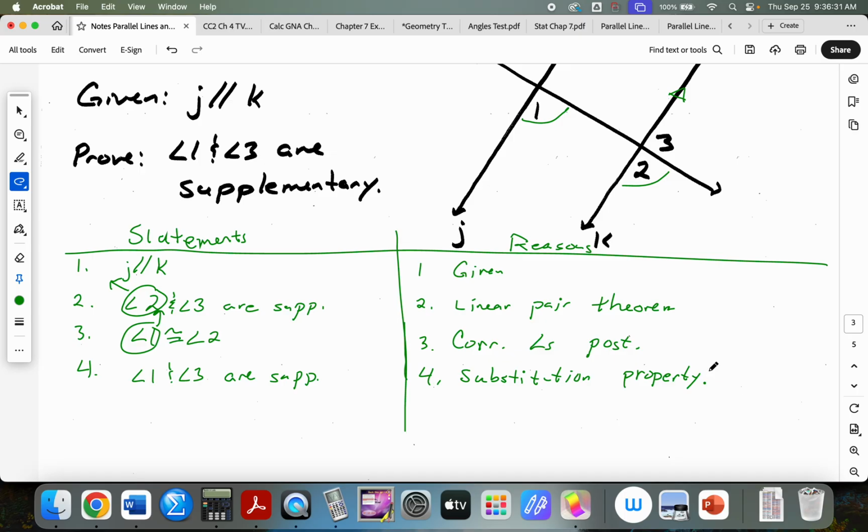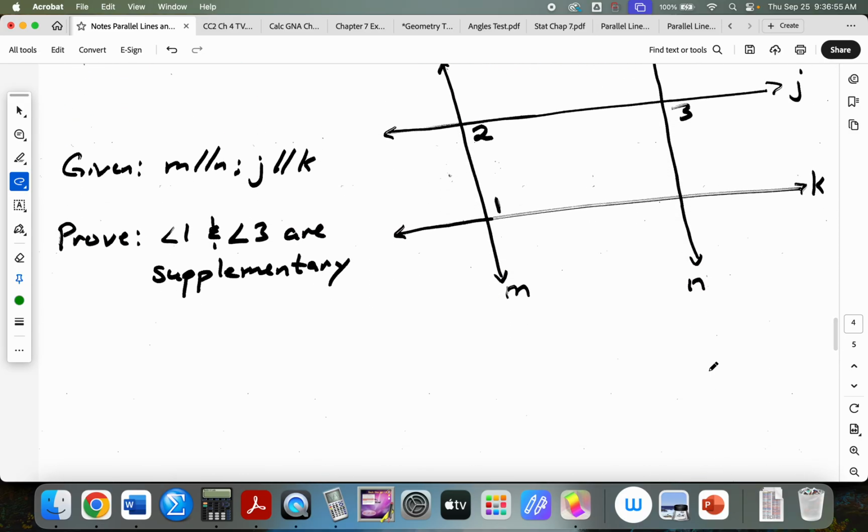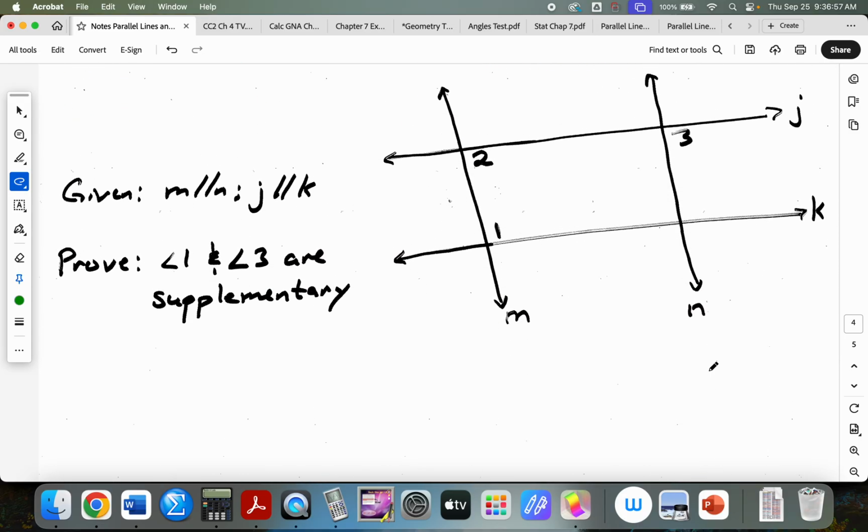You're welcome to abbreviate substitution property. You're just not welcome to abbreviate SUB, because there's also a subtraction property. We don't make use of it, but there is such a thing as a subtraction property. So don't call it SUB. Any questions about that? All right.